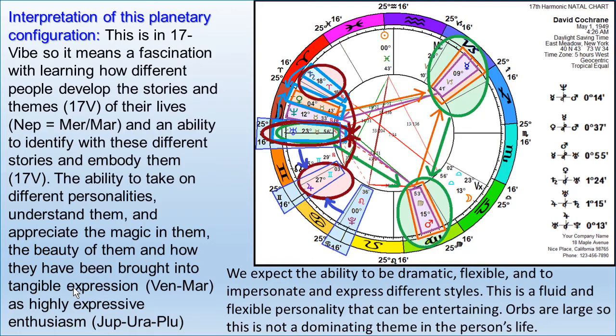So the interpretation depends on all of these details. It's not just some sweeping generalization. All of these details work into how it operates for this specific person. That's why everyone's so different. Maybe if someone's born 10 minutes later, they might have a similar configuration, but the orbs have changed, the emphasis has changed, and the interpretation becomes considerably modified.